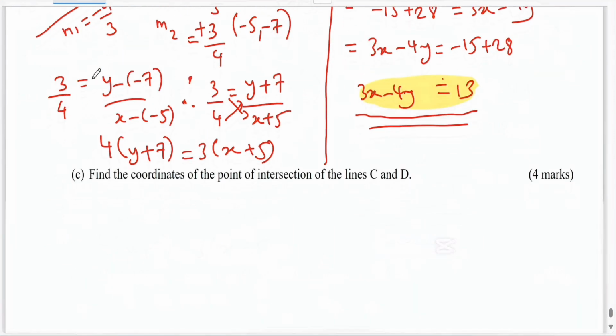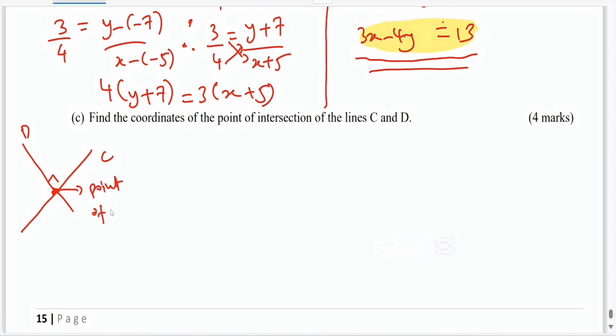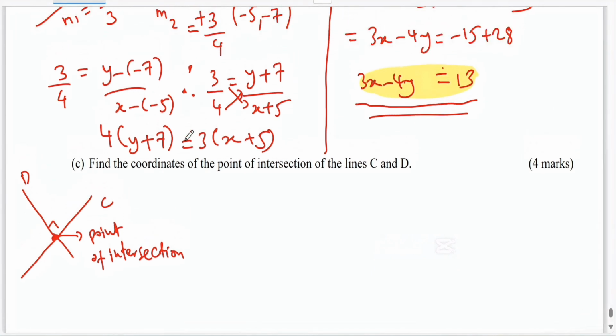Let's continue. Find the coordinates of the point of intersection of the lines C and D. Lines D and C are perpendicular to each other. This is C, this is D, and where they meet is the point of intersection. How do we find it? It's not that hard.